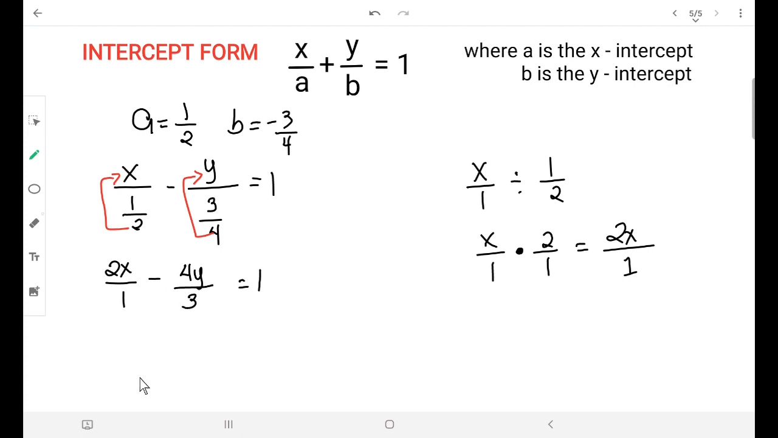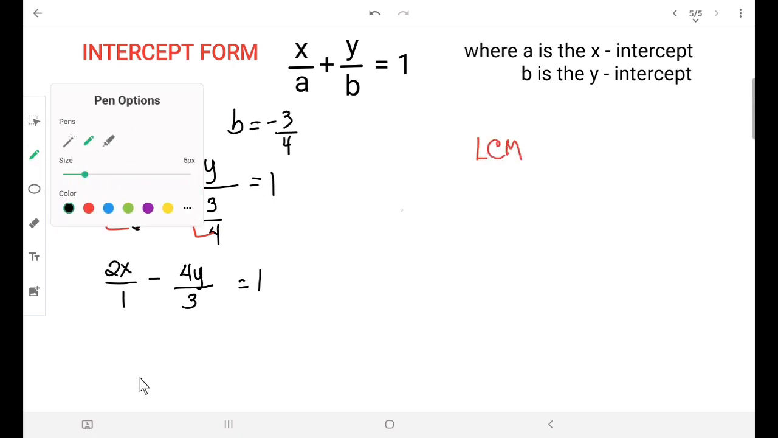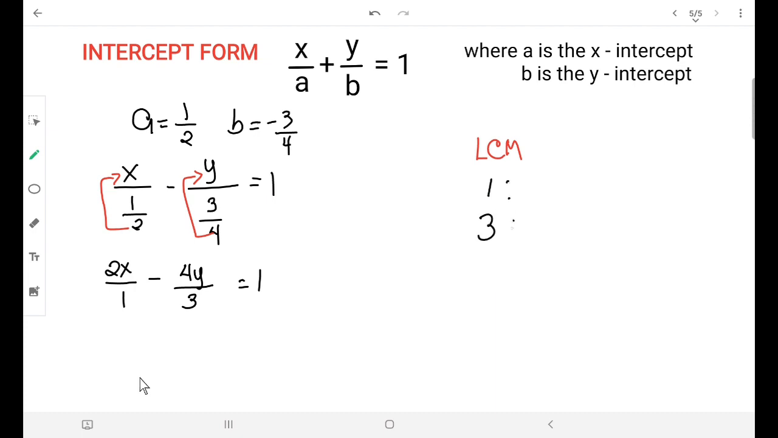Equals 1. And same thing, just like what we did earlier, we have to get rid of the denominator. So how do we do that? Look for the LCM of the denominators. So LCM. So we have 1 and 3. Write the multiples. We have 1, 2, 3, 4, 5. We have 3, 6, 9, 12, 15. Okay. So do we have common multiples now? Yes. We have 3. And that is also the least one.